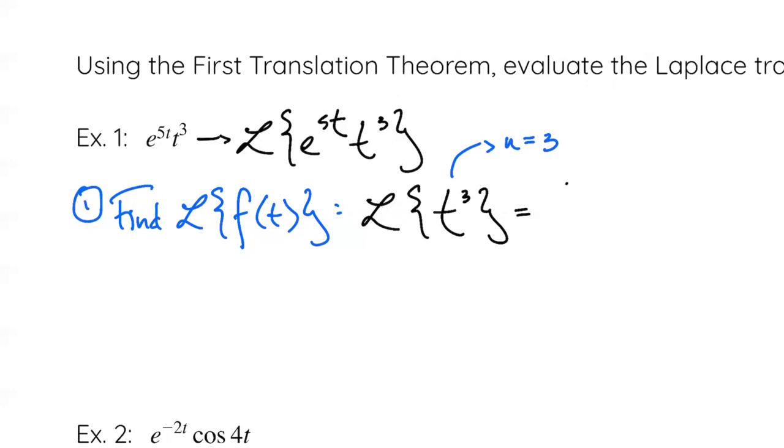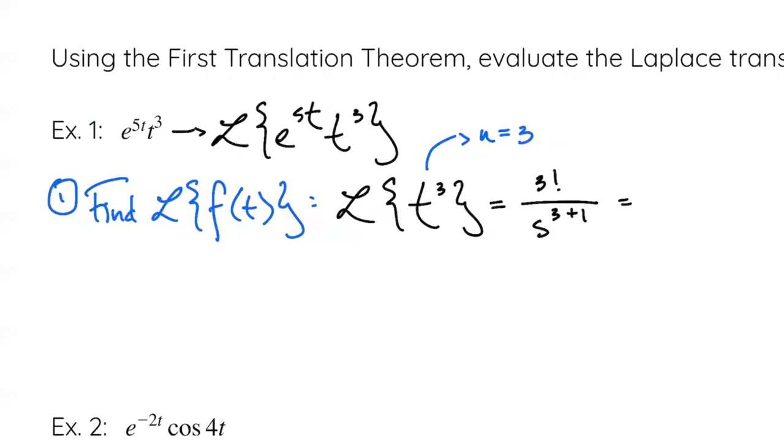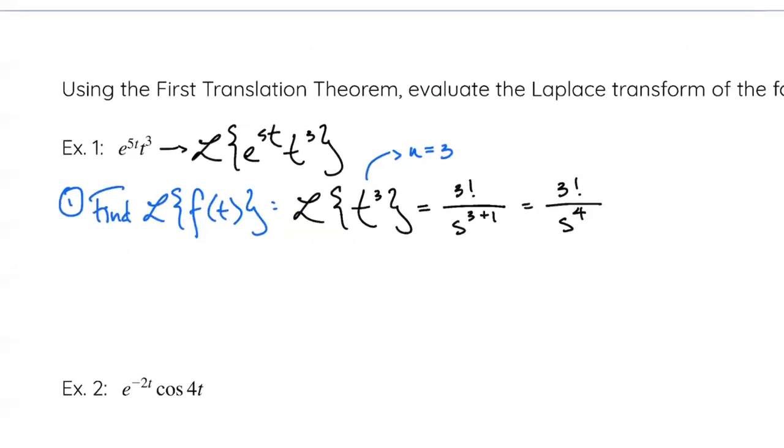Okay, so that's going to give us 3 factorial over s to the 3 plus 1, okay, which does give us 3 factorial over s to the 4th, all right? And so all we've done so far is just say, let's find the Laplace transform of the f of t part, right? The t cubed part, not the exponential part, but just the t cubed part.